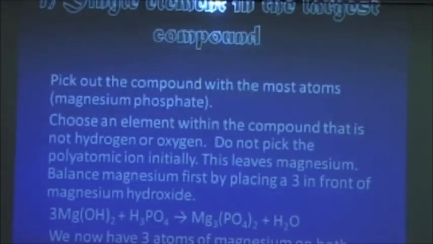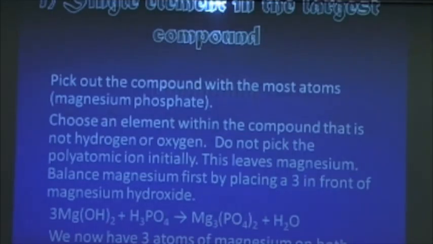First, find a single element in the target compound. Pick the compound with the most atoms, magnesium phosphate. Choose an element within the compound that is not hydrogen or oxygen. Do not pick the polyatomic ion internally. This leaves magnesium to balance. Balance magnesium first by placing a 3 in front of magnesium hydroxide.